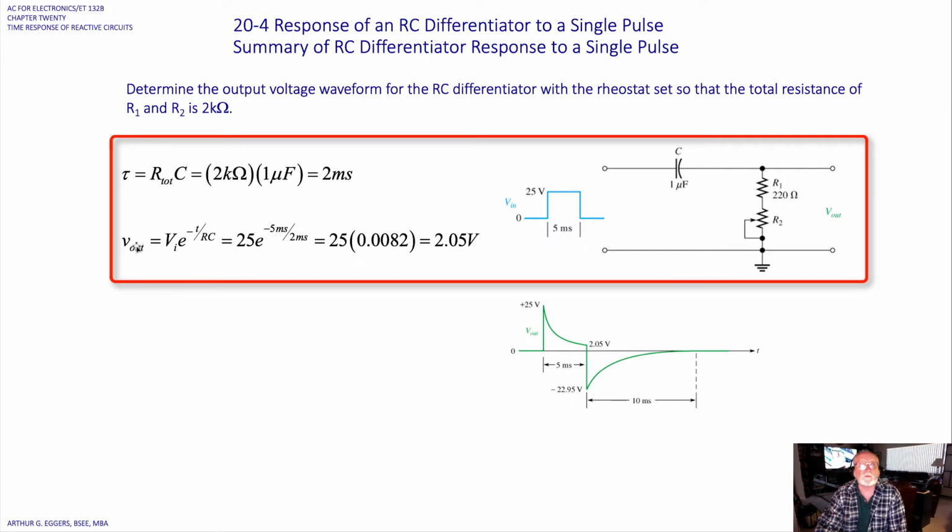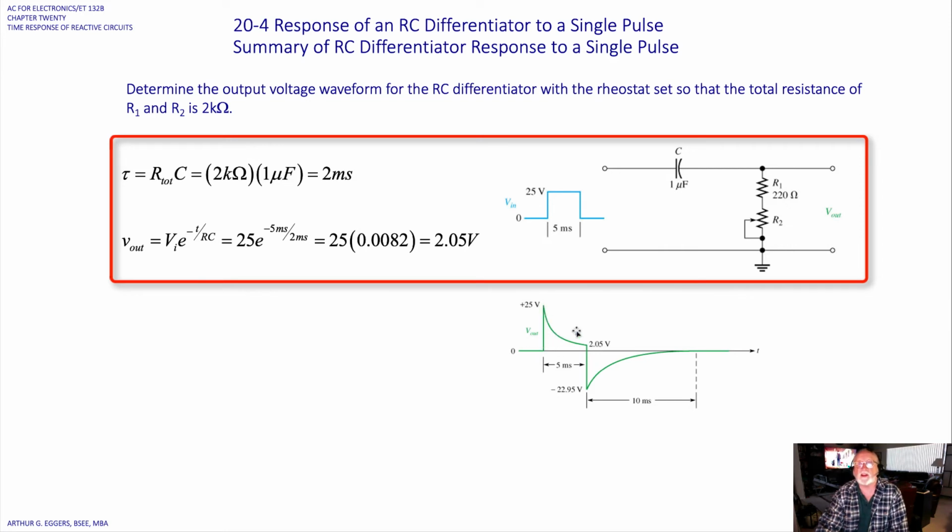So we need to use the exponential relationship. V out is equal to V initial times the exponential of minus t over RC, or t over tau. Excuse me. 25 volts is our initial, 25 volts. E to the minus 5 milliseconds divided by 2 milliseconds gives us a value of 2.05 volts as V out.